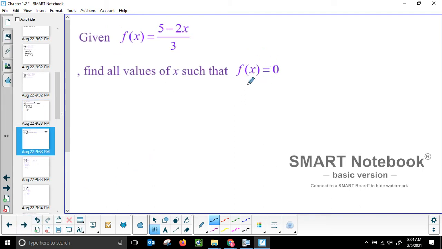All right, so we have the same type of thing here. Again, if you're watching this video, I would hit pause here, try this yourself, and then check it. All right, so again, like we said before, whenever two things are equal, they are interchangeable. So where I see f of x here, I'm allowed to replace it with 0. So we have 0 is equal to 5 minus 2x over 3. First step I want to do here is multiply both sides by 3.